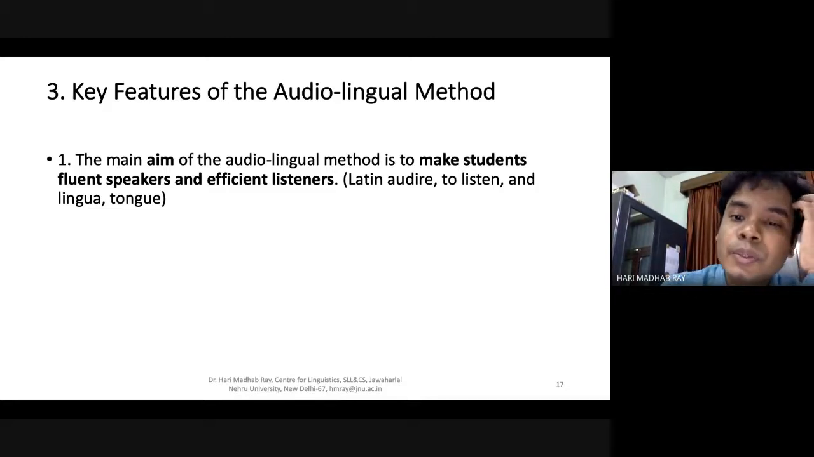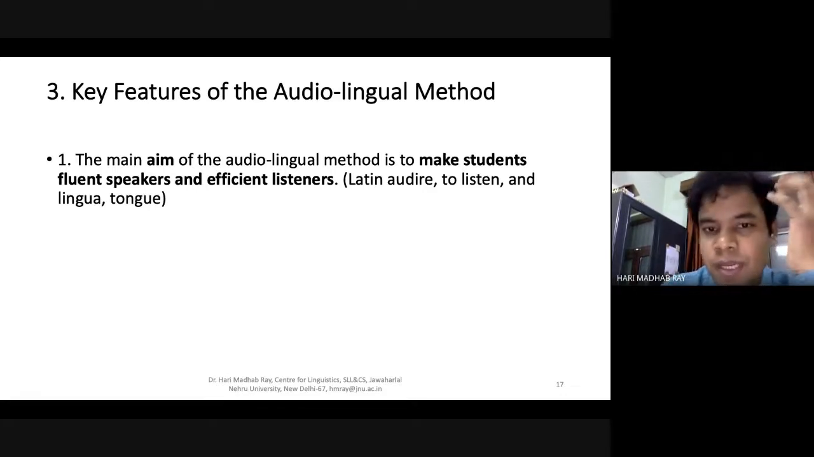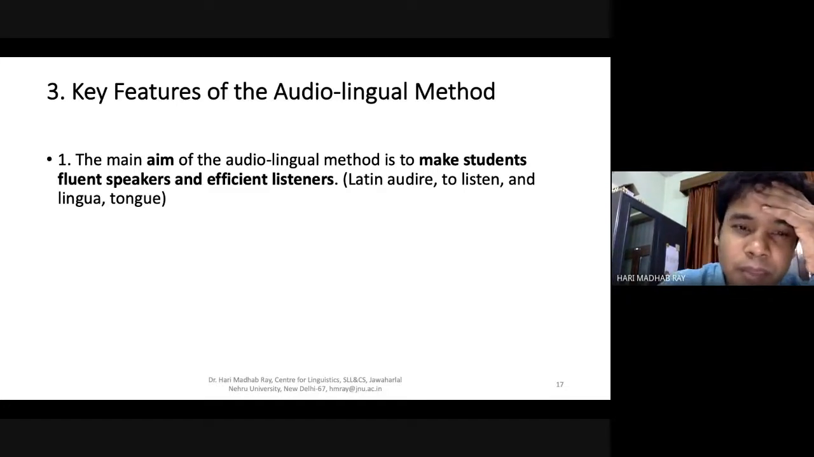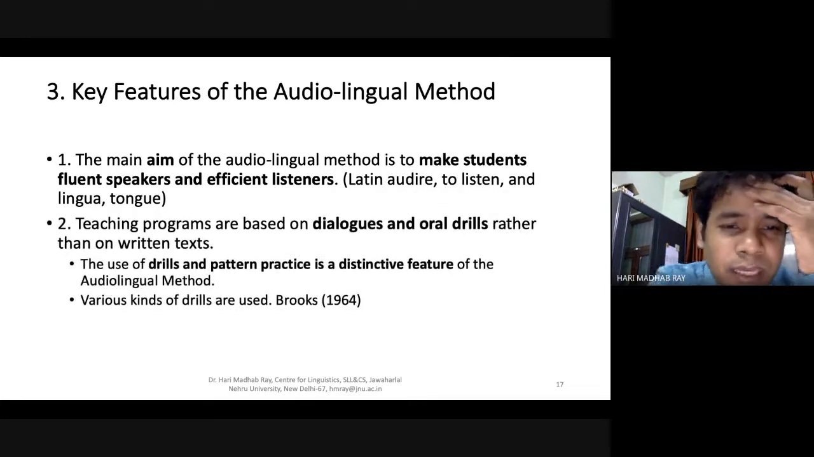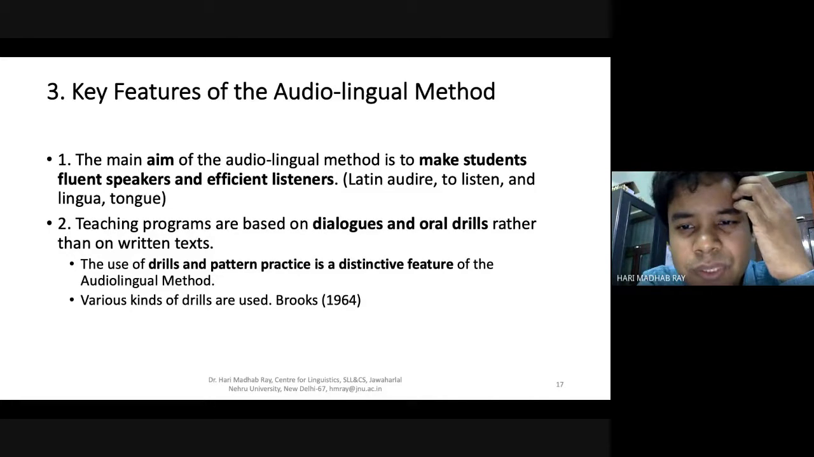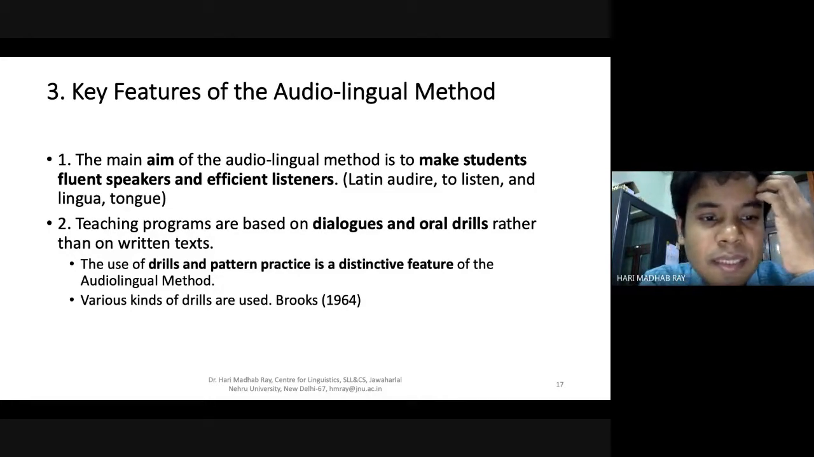So audiolingual comes from the Latin word audire, to listen, and lingua means basically the tongue. So the focus is on speaking as well as listening, and teaching programs are based on dialogues and oral skills rather than on written text.